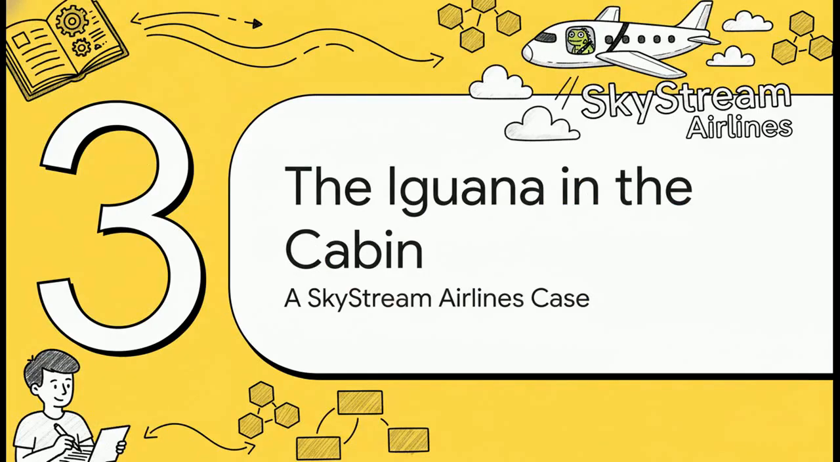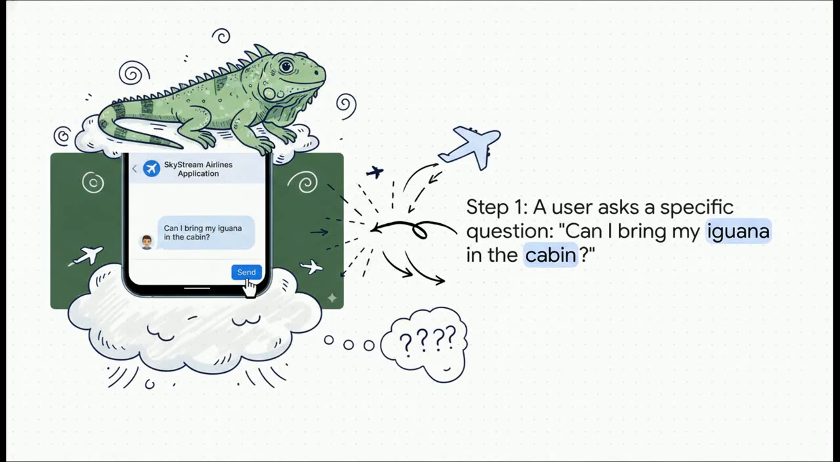Theory is one thing, but let's see how this librarian and writer team actually works in the real world. We're going to walk through a quick case study with a fictional airline, Skystream. And it involves, let's say, an unconventional travel companion. So step one, it always starts with the user's question. Someone opens up the Skystream app and types in a very specific query. Can I bring my iguana in the cabin?